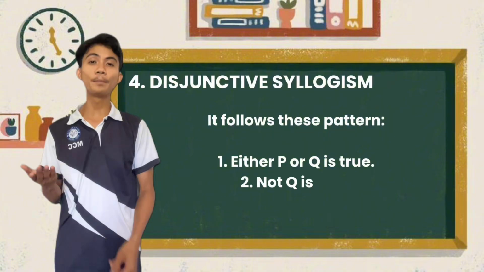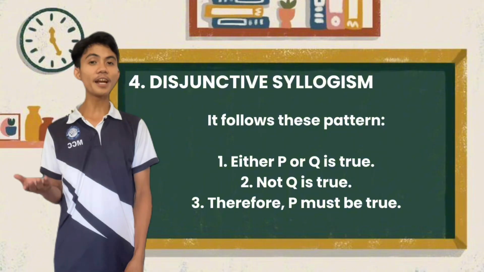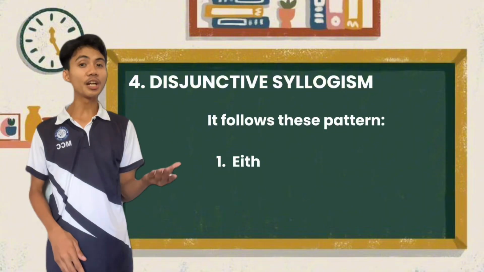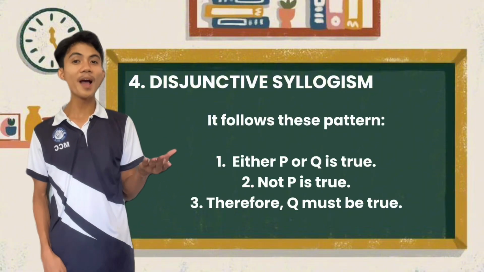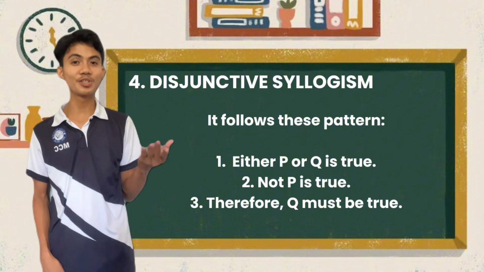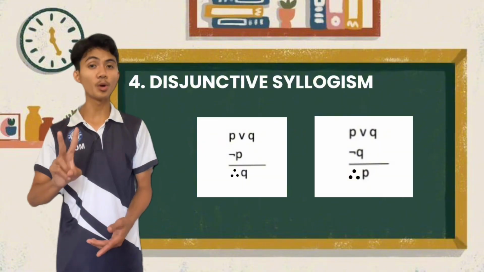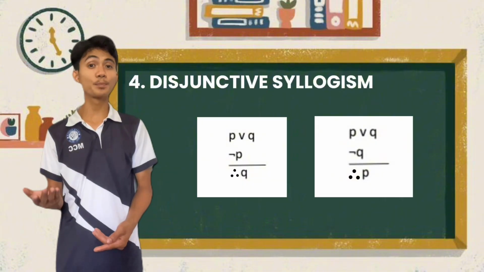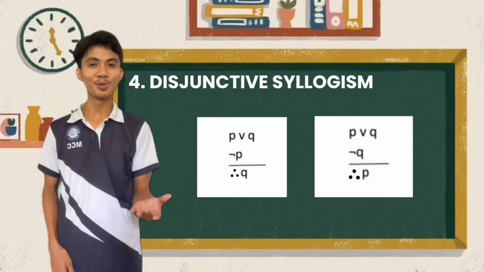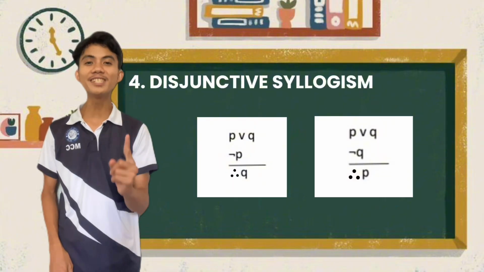First, either P or Q is true, not Q is true, therefore P is true. Second pattern, either P or Q is true, not P is true, therefore Q is true. Just imagine that you only have two choices. If one choice is proven false, therefore the other choice must be true. That is the basic idea of disjunctive syllogism.